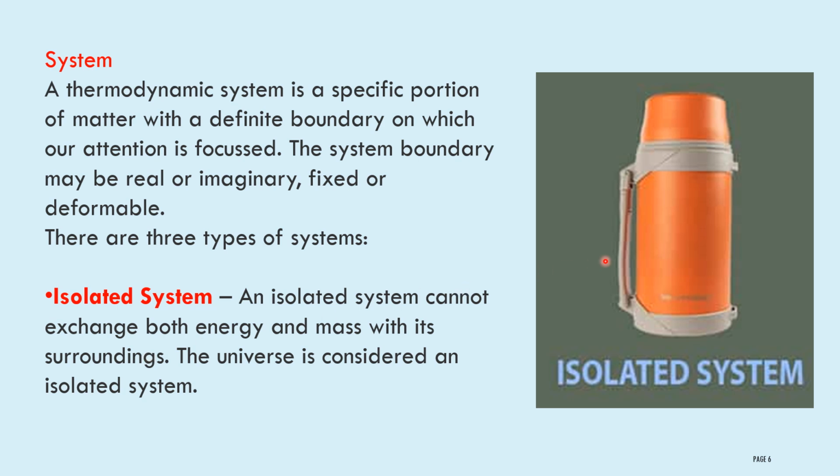A thermoflask is the best example of an isolated system, because in a thermoflask we normally fill hot coffee, tea or hot water. Then this matter will not exchange any energy, mass or heat with its surroundings. Therefore, this is the best example of an isolated system.